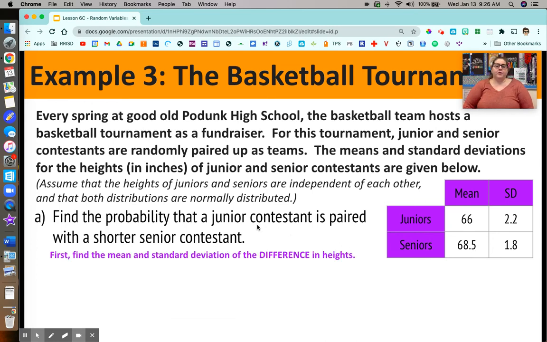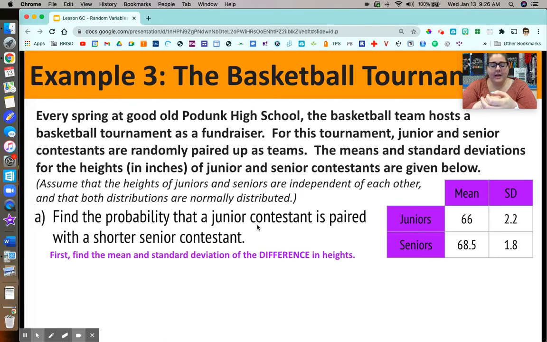So again, our first goal is to find our combined standard deviation and mean. But for this one, I don't want the addition. I don't want the sum of these numbers. I want the difference. I want to know how much taller is the junior than the senior, or vice versa. So I'm not interested in a sum or a combination. I'm interested in the difference.